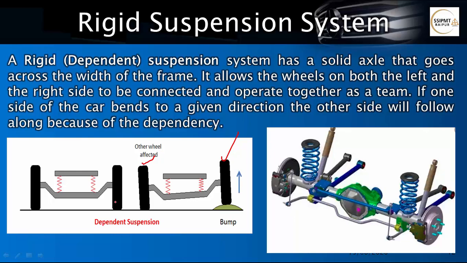Because of this dependency, it is rarely used in modern passenger cars because it is not able to provide a good ride. It cannot control high braking and accelerating torques, but it is used in commercial and off-highway vehicles, right?